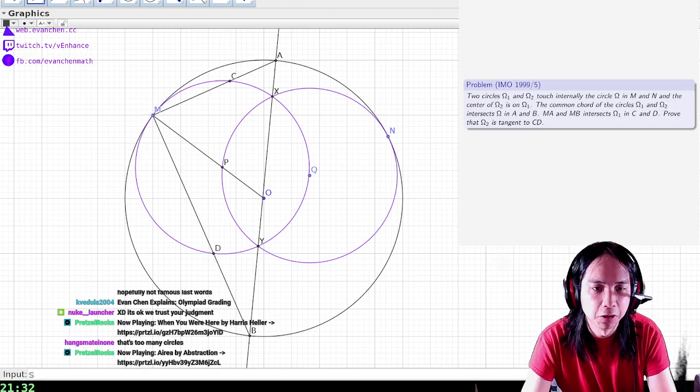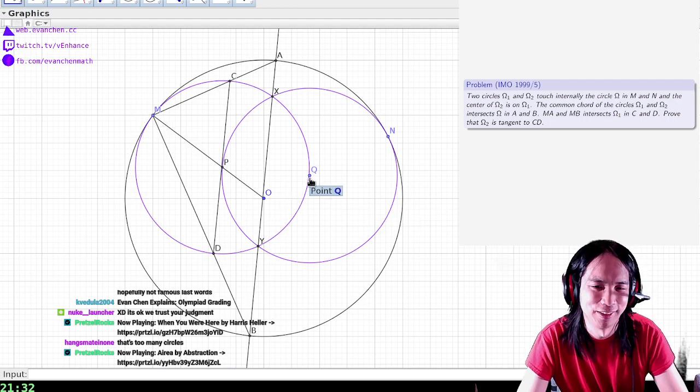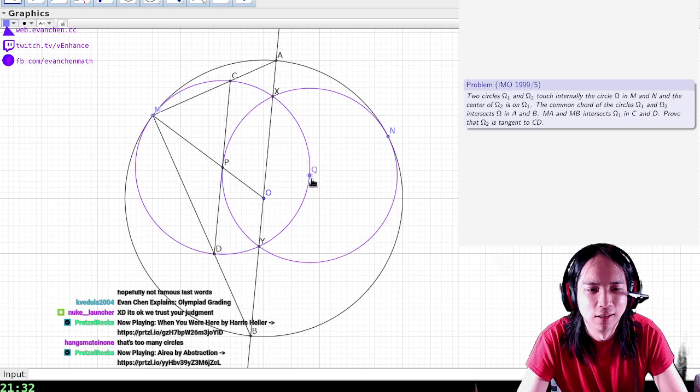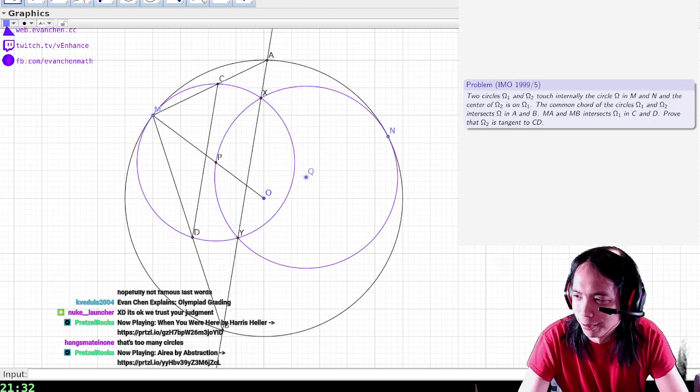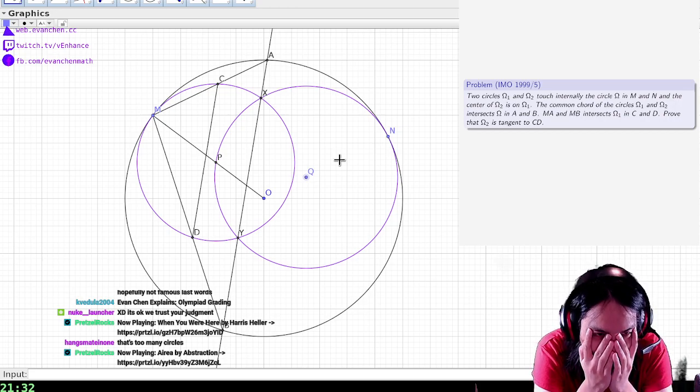Alright, so you draw those, and then apparently this is tangent. Definitely at P. I was like, I don't know what else the tangency point's gonna be. Oh wait, what the heck? Okay, wait. I think I misread the problem then. Okay, touch internally, M and N. The center of omega 2. Oh, freaking! I got this. No, I got them flipped.